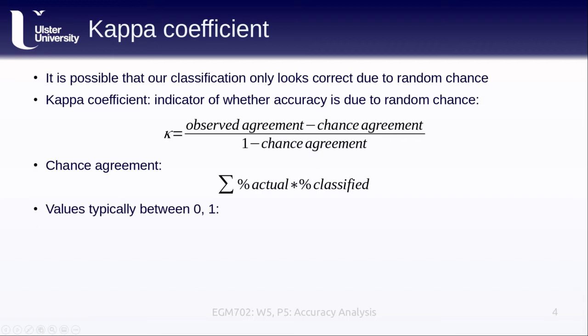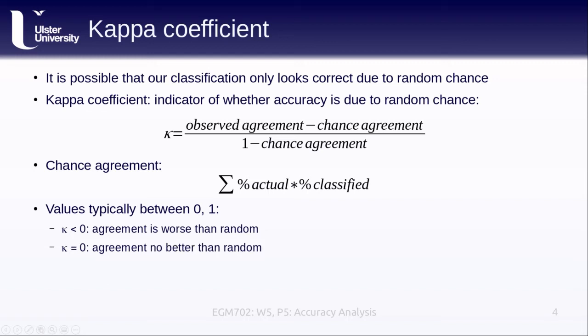Kappa typically has values between 0 and 1. We can have values less than 0, but this is really bad. It means that our classification algorithm has actually done worse than random chance. Never a good sign. If kappa equals 0, it means that we haven't done any better than random chance. Again, not a great sign. It suggests that our classification results are not particularly reliable.